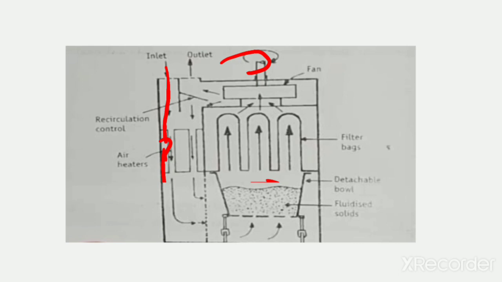During that period, hot air surrounds each granule and this air absorbs moisture from the granules, so we get a dry product. And this air carries moisture and passes through the bag filters. The entrapped particles remain on the inner surface of the bag filter, so we can remove the entrapped particles from the bag filters by simply shaking the filter. The dried product can be collected from the detachable bowl by simply withdrawing the bowl from the dryer. So this is the working of FBD, which means fluidized bed dryer.